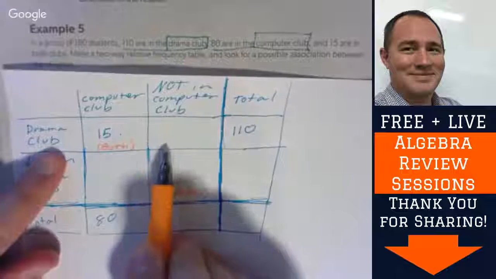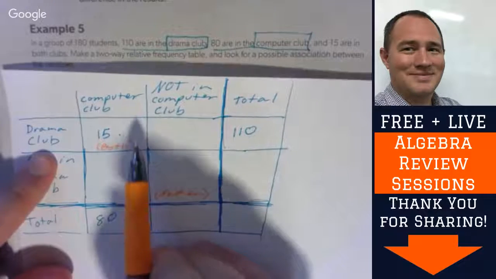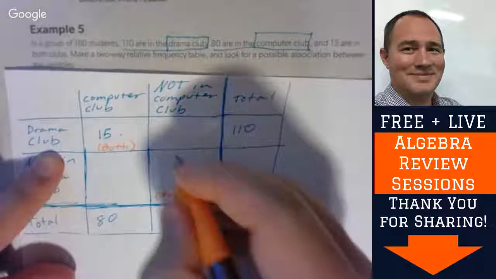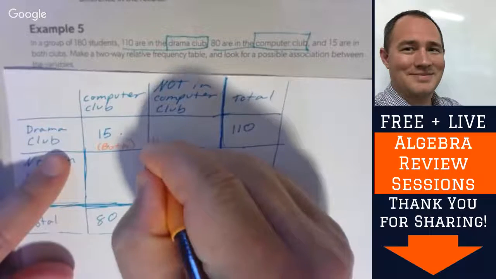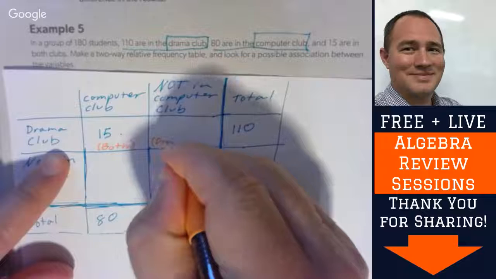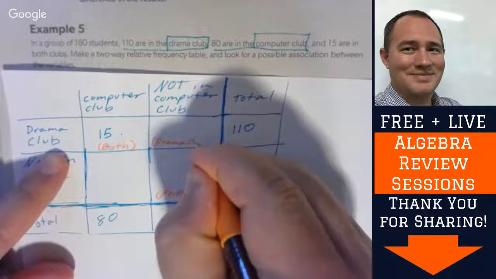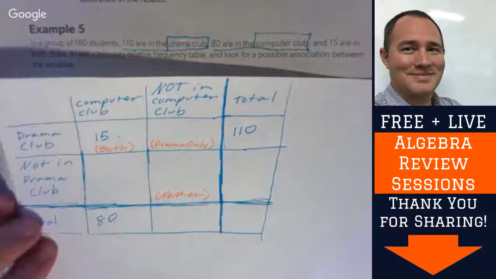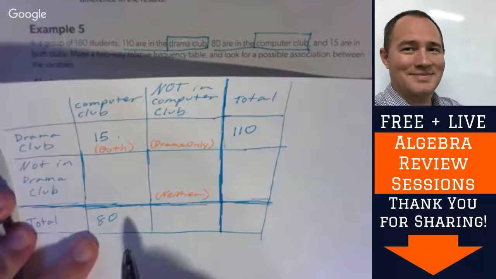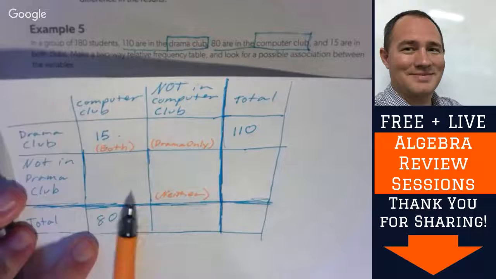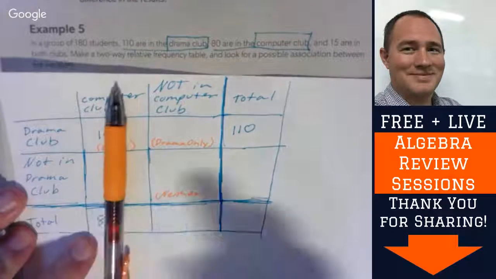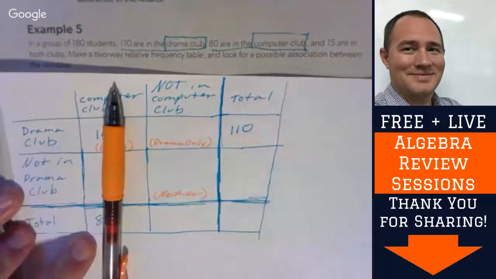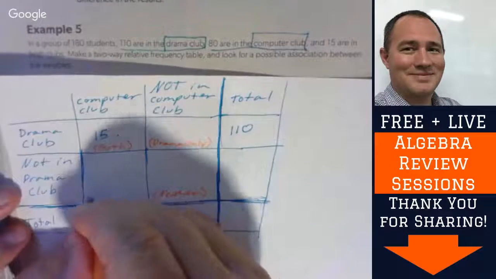Okay, so which one would this one be? This would be at the intersection of in drama club, but not in computer club. So we would say drama only. And again, you don't have to label these like this. I'm just doing it to hopefully help picture what's happening. So where does computer club and not in drama club? That cell would be computer only.